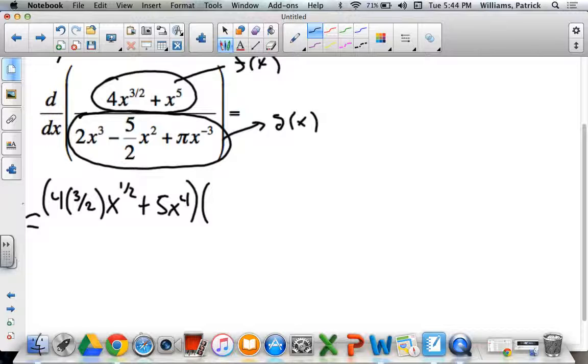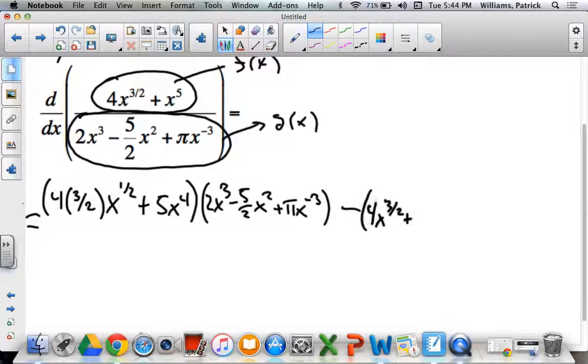We multiply that by our g of x function, 2x cubed minus 5/2 x squared plus pi x to the -3. Then we subtract, we multiply our top function, 4x to the 3/2 plus x to the fifth, multiply by the derivative of the bottom. In this case, the derivative will be 6x squared.